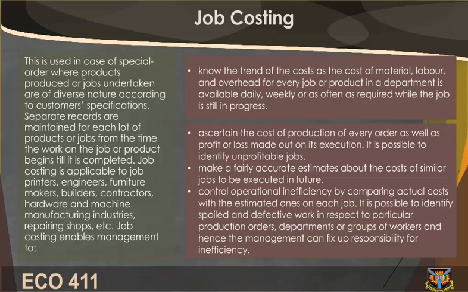Ascertain the cost of production of every order as well as profit or loss made out in its execution. It is possible to identify unprofitable jobs. Make a fairly accurate estimate about the cost of similar jobs to be executed in future. Control operational inefficiency by comparing actual costs with the estimated ones on each job. It is possible to identify spoiled and defective work in respect to particular production orders, departments, or groups of workers, and hence the management can fix up responsibility for inefficiency.